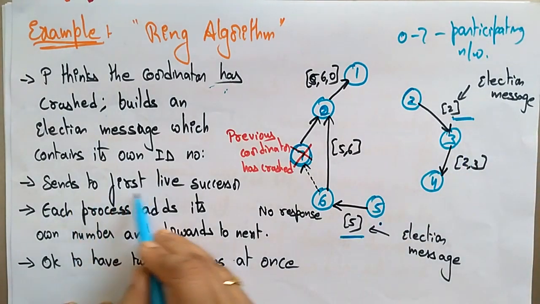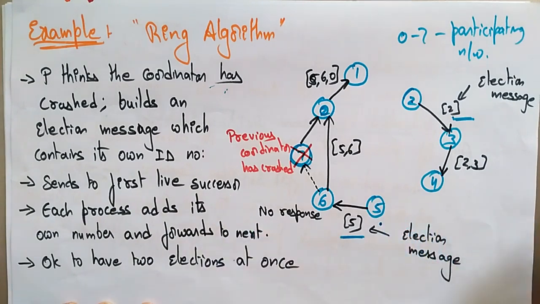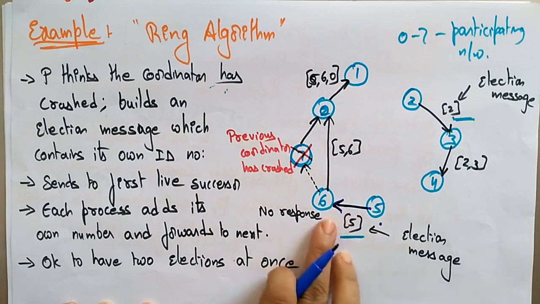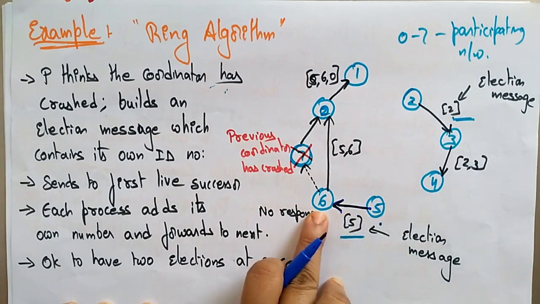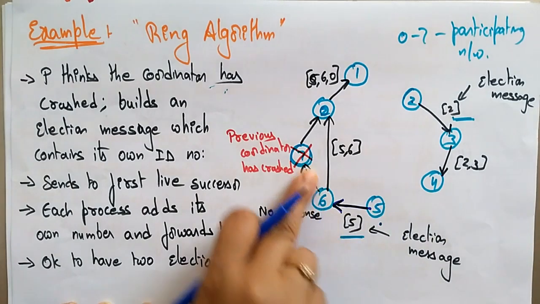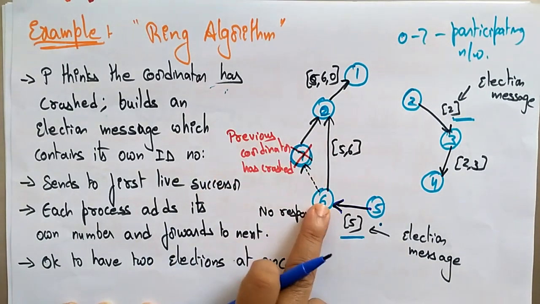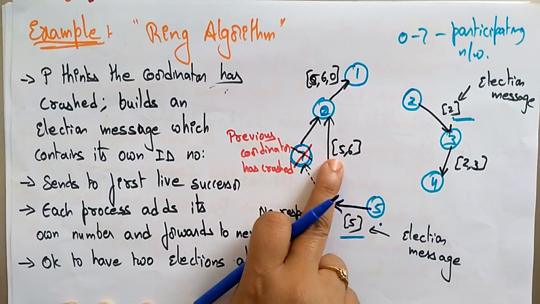Next, it sends the message to the first live successor. What is the next live successor? 6. Now 6 is checking, and here 7 has crashed, so I have to connect to the next processor. Now 6 contains the active list 5 and 6.